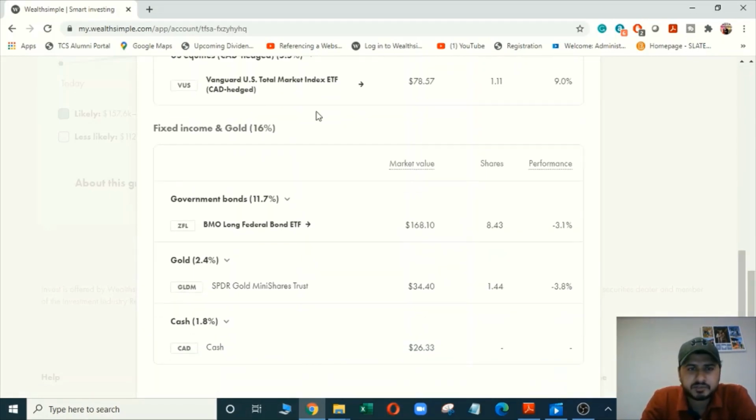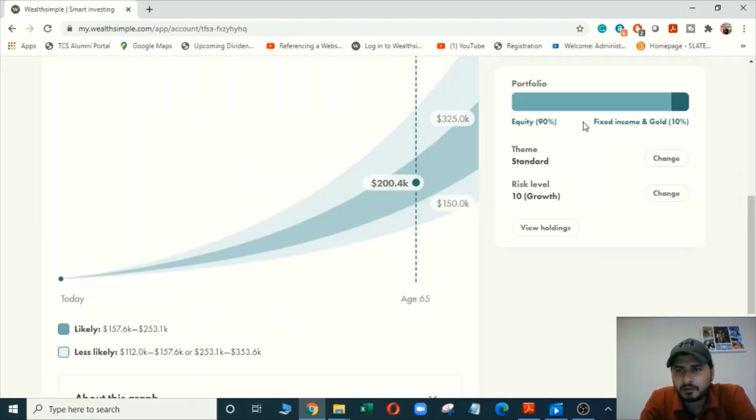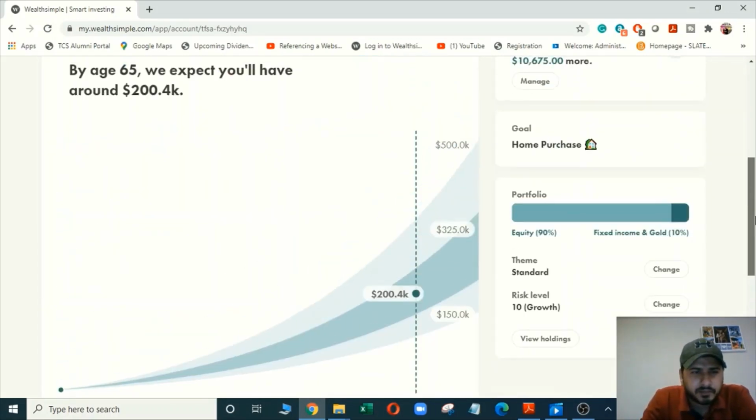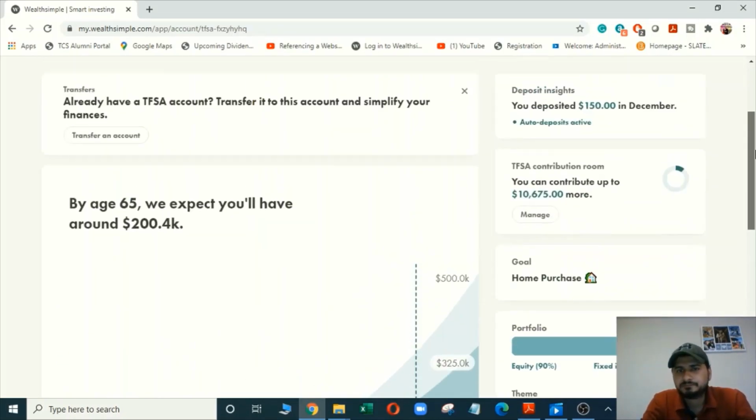When it comes to low risk, it basically belongs to ZFL, that is the BMO Long Federal Bond ETF, and some to cash and some to gold, which means these three elements are considered low risk ones. All right, then as you can see, this is the graph of my portfolio.